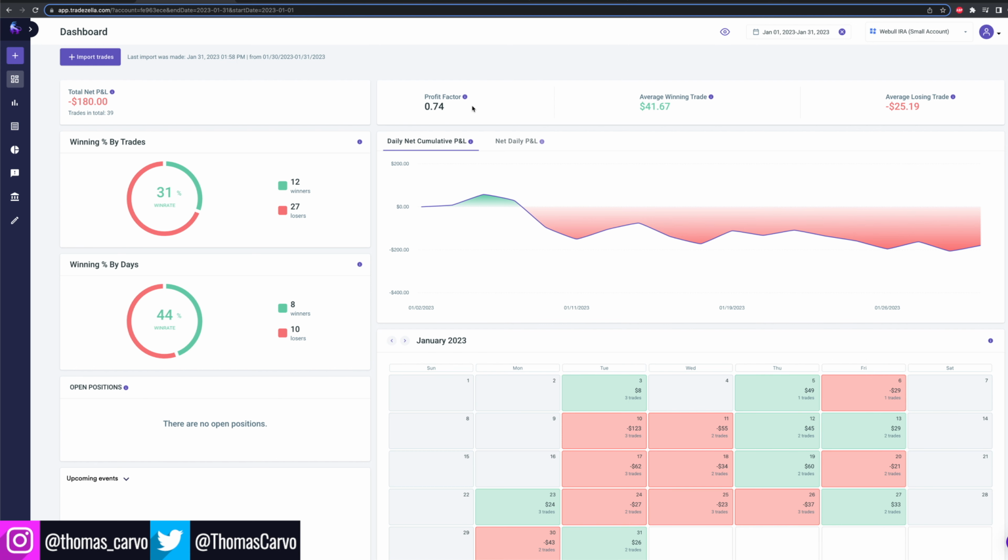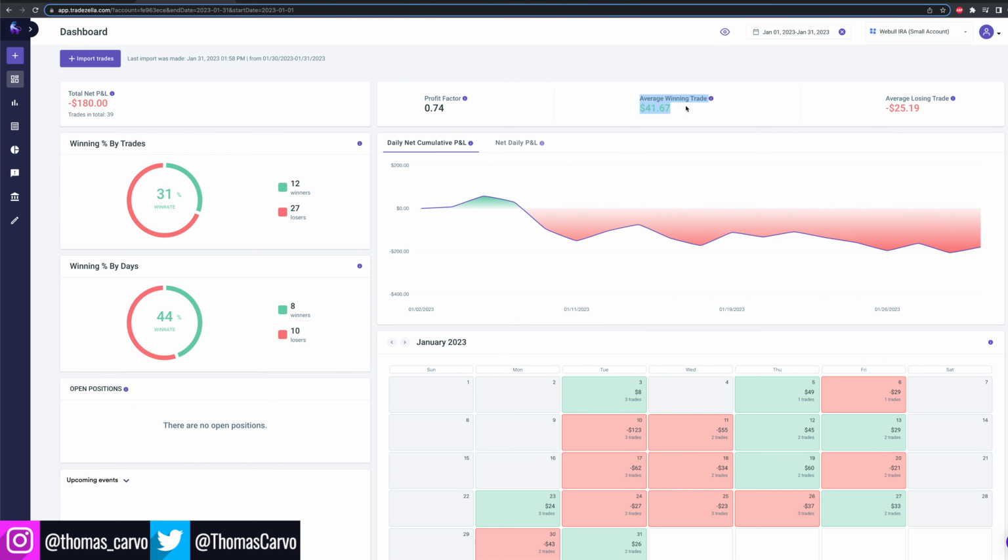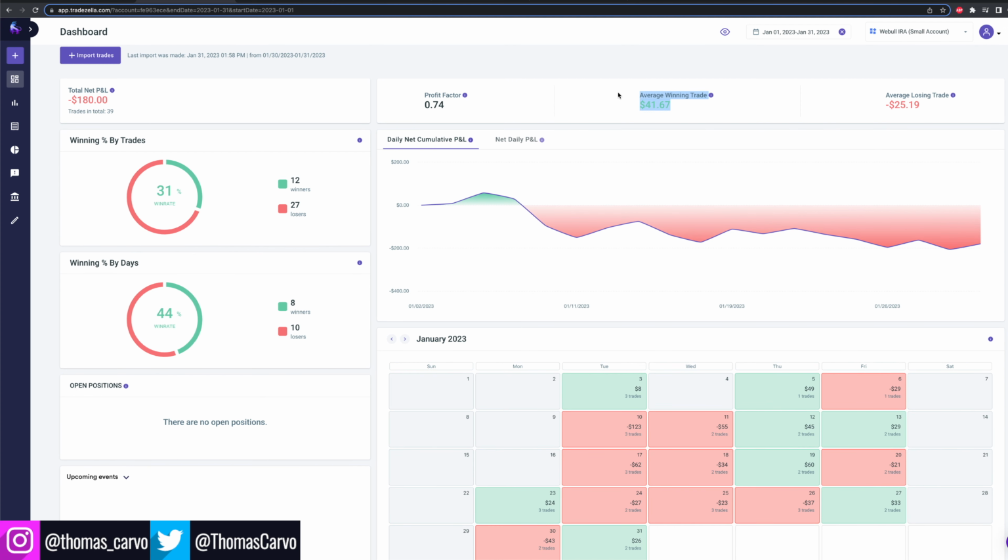It's not terrible. This is where I was really frustrated, because our goal was to work on building the average winner up, and the average winner is now $41.67, but our average loser is $25.19. So is that a perfect 2-to-1 risk reward? Guys, let me tell you right now, it's not going to be super easy to do that, especially when you're trading a small account with options. It's not easy to do.